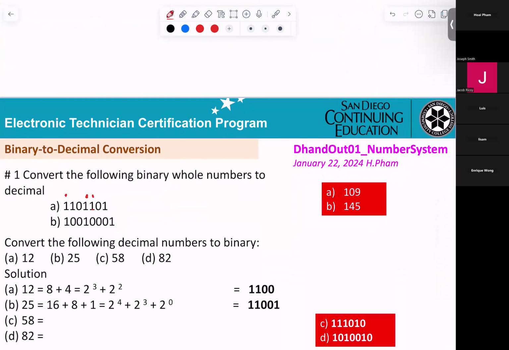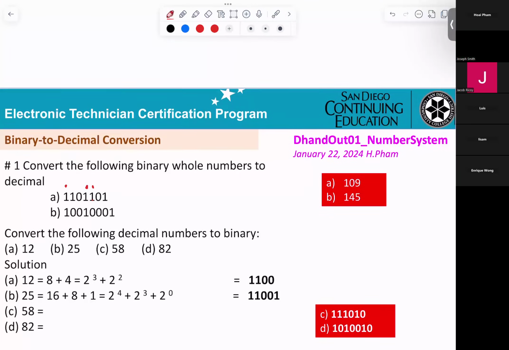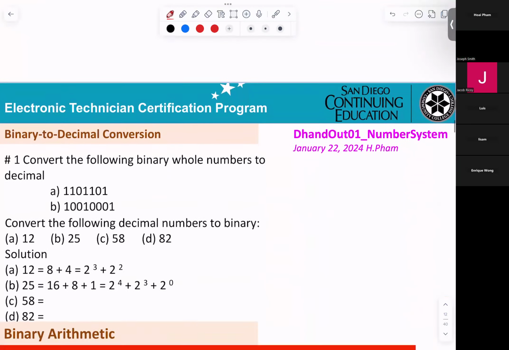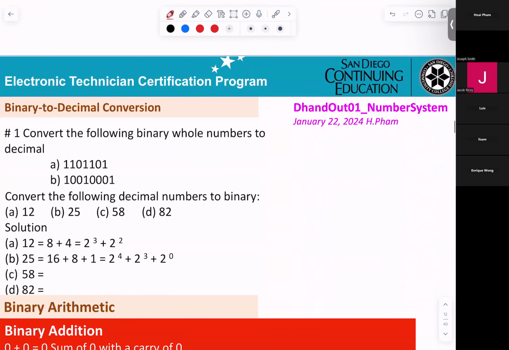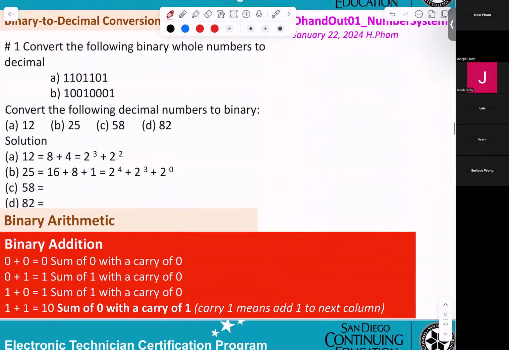This is just for your example. You try to see, I already gave you the answer. Convert the following binary to decimal. I don't care now. Convert the following decimal to binary. No, we don't care about that.